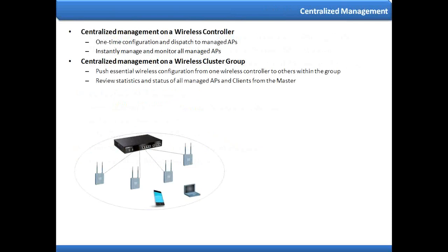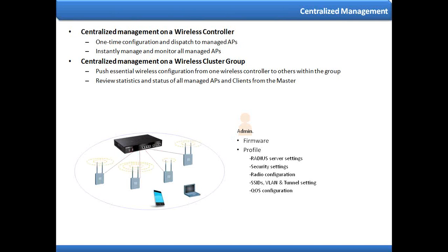So if we take a look at centralized management, what does that mean? It means one-time configuration and dispatch for all your managed access points, and this could mean firmware, a profile, i.e. your security or your RADIUS server settings, radio configuration, what SSIDs are currently being broadcasted, and also quality of service and authentication. When you configure that on a wireless controller, it dispatches that to all access points currently connected, meaning that you do not necessarily need to move to every single access point and configure those individually.